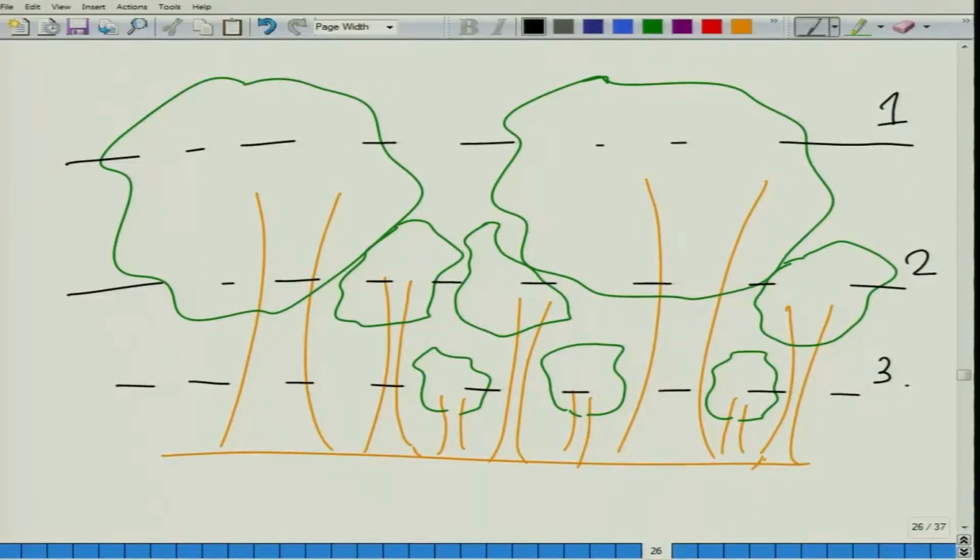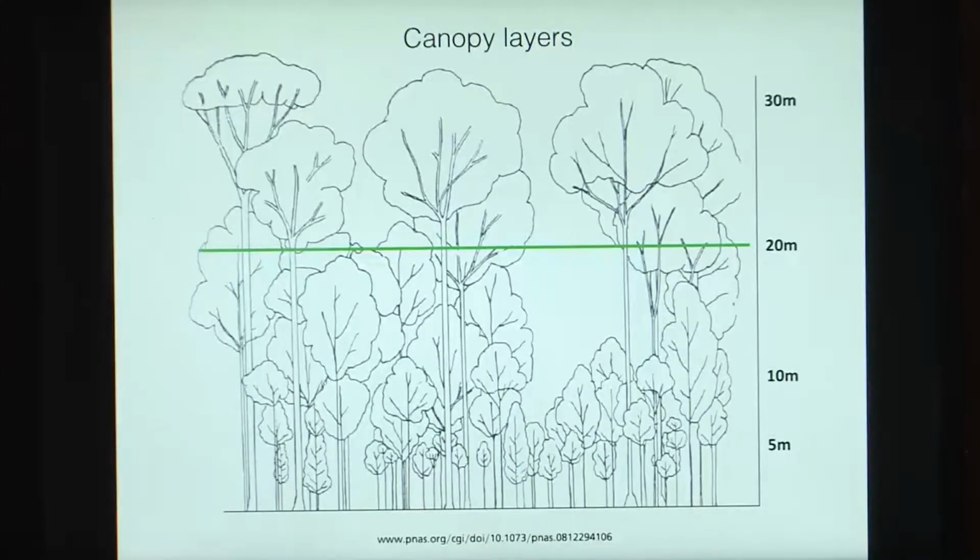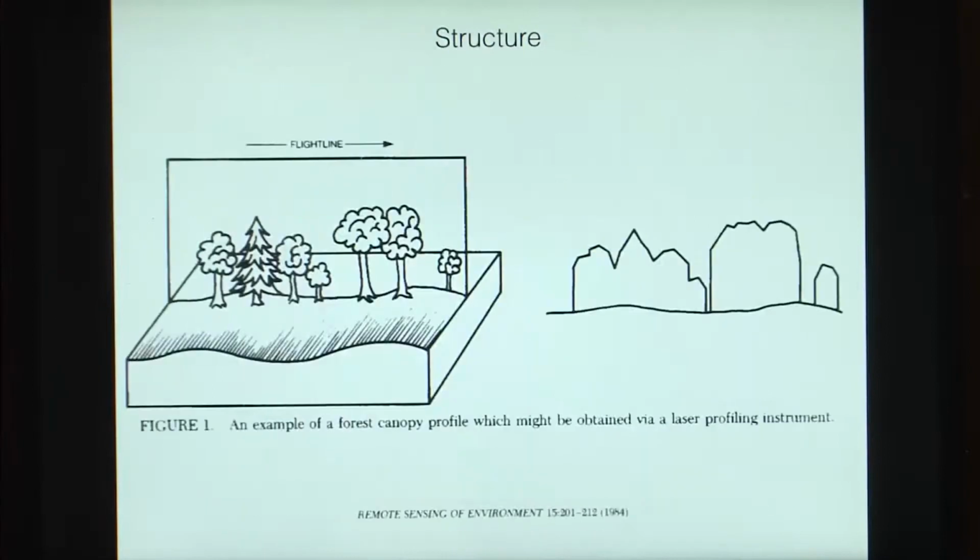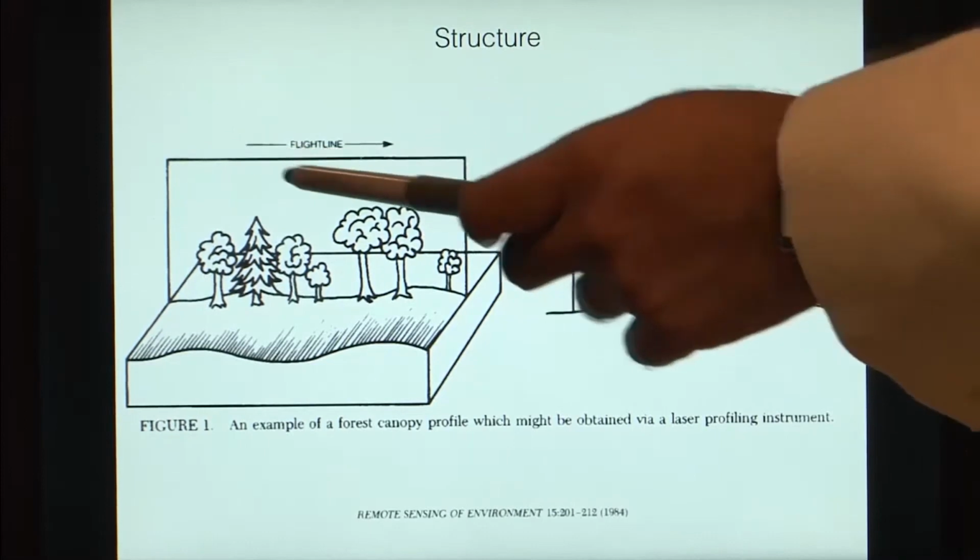So, now coming back to the slide, here we are seeing a number of canopy layers at different heights. Now, to study these canopy layers we could look at the structure of the forest. Now, the structure of the forest can be very easily ascertained by using lidar. So, for example, here we are seeing a canopy profile. So, you have this as the plane of scanning.